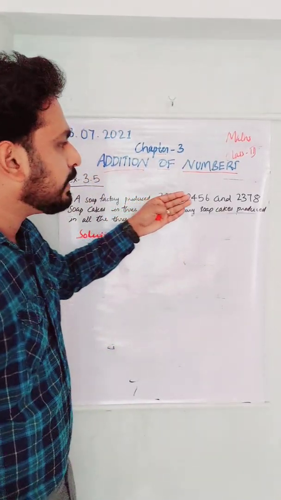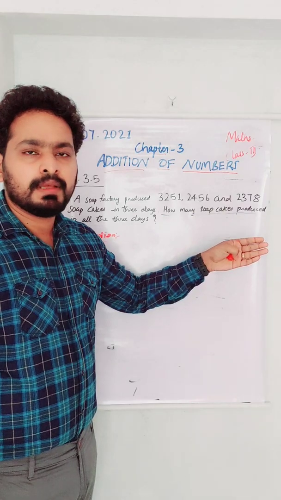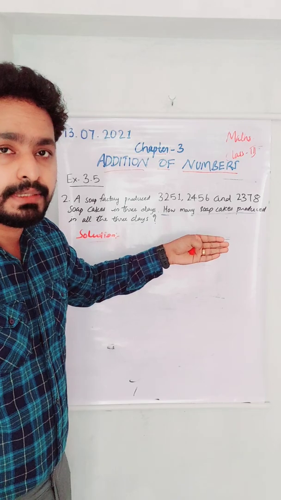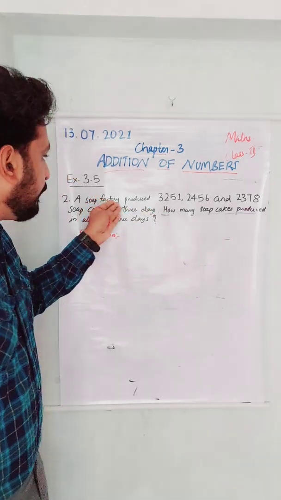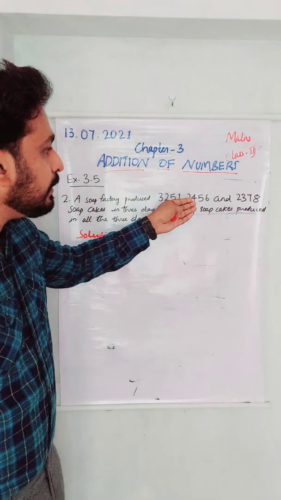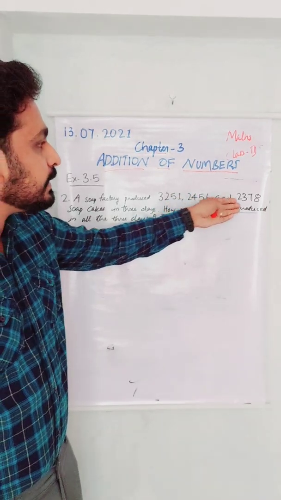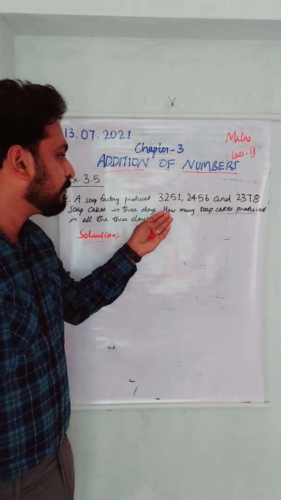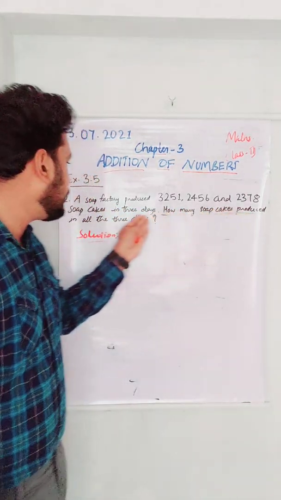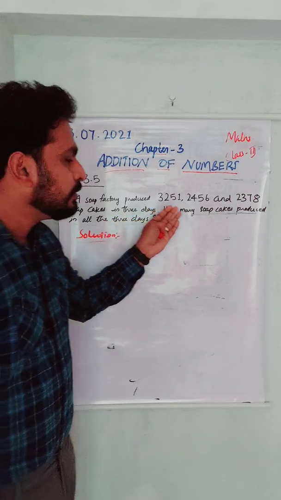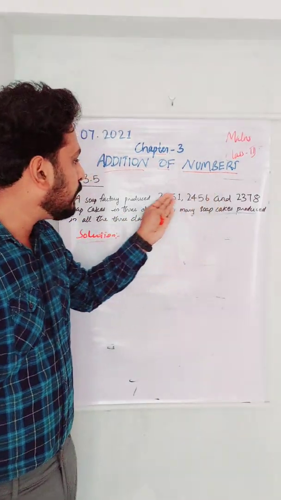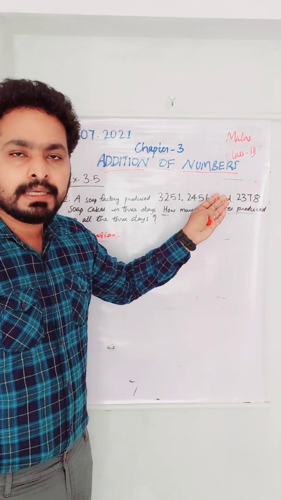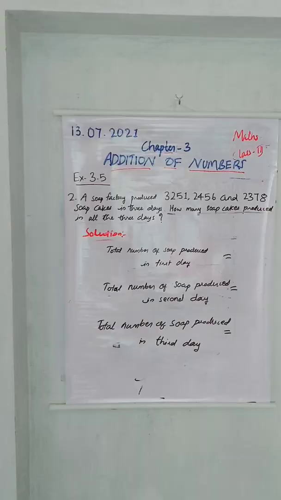ये question के लिए हम पहले क्या करना है? पहले हम एक question अच्छा सा read करना है. That is our first step. So read it. A soap factory produced 3,251, 2,456 and 2,378 soap cakes in 3 days. How many soap cakes produced in all the 3 days? So what we have to do? We have to add these 3 numbers.